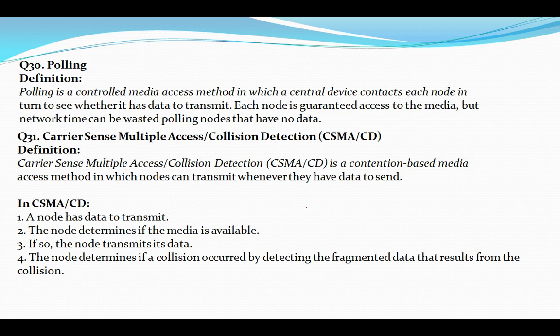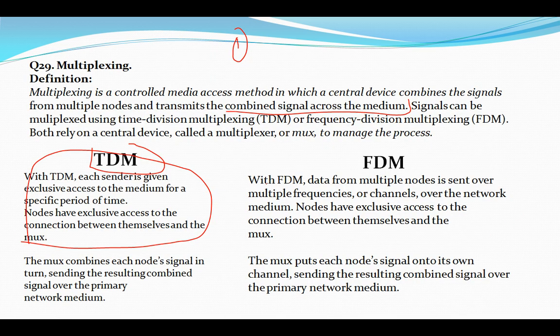What will happen in the case of FDM now? With FDM, data from multiple nodes is sent over multiple frequencies or channels over the network medium. Nodes have exclusive access to the connection between themselves and the MUX. The MUX puts each node's signal onto its own channel, sending the resulting combined signal over the primary network medium.